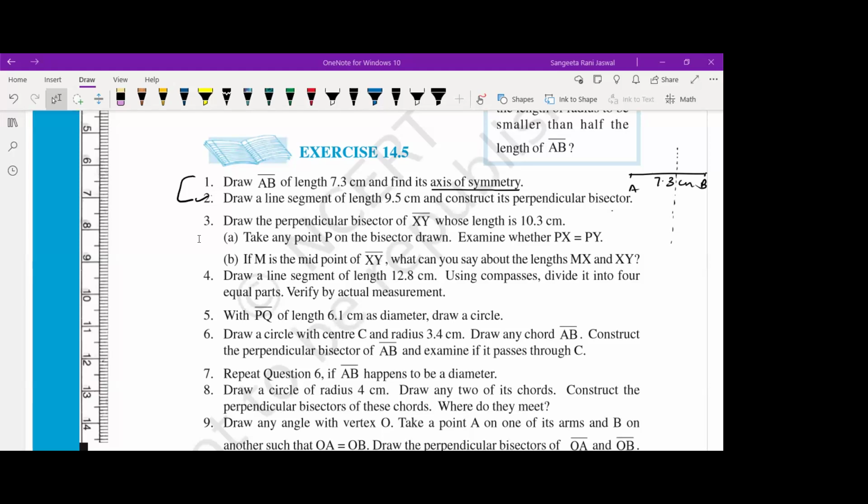Okay. Now see in this question, the first step is to draw a perpendicular bisector of XY whose length is 10.3. Everyone can make a perpendicular bisector on a 10.3 line segment. Yes, ma'am. Do the first step. Make a 10.3 centimeter line. Make a perpendicular bisector of XY on it.